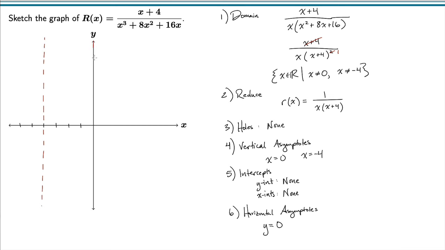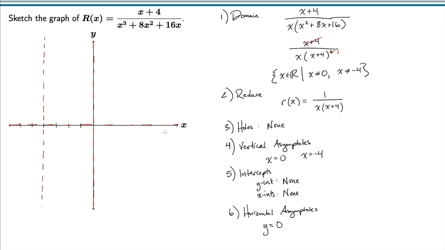And we have an asymptote at 0. That's the y-axis. Okay, we don't have any intercepts, and we have a horizontal asymptote at y equals 0. So we can draw that as well. All right, there are no points here that we know. No points, no holes, no intercepts. We just have some asymptotes.